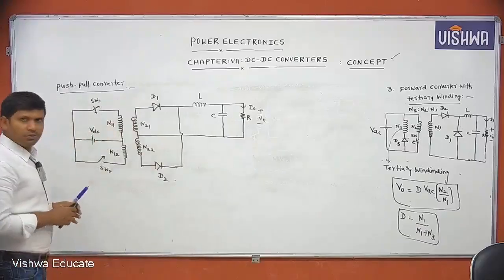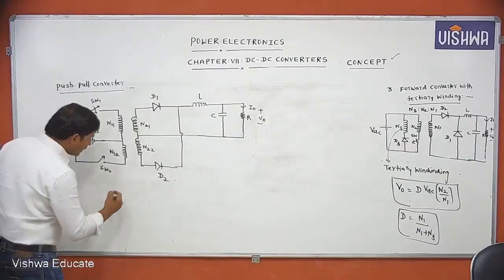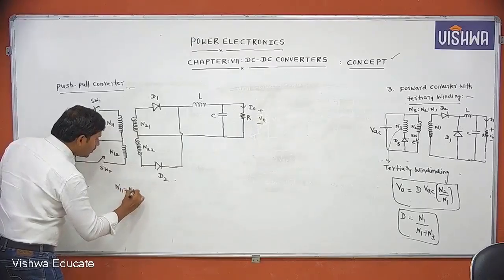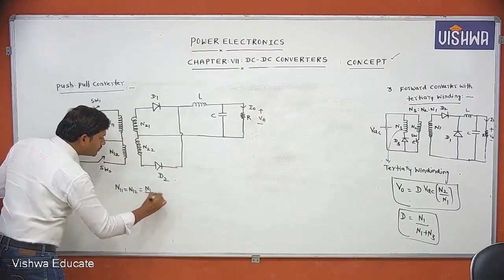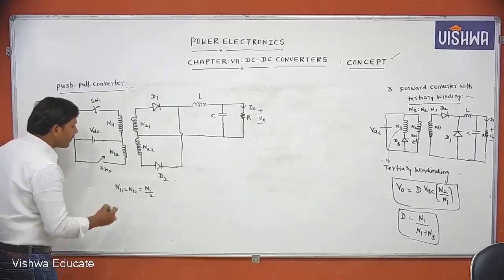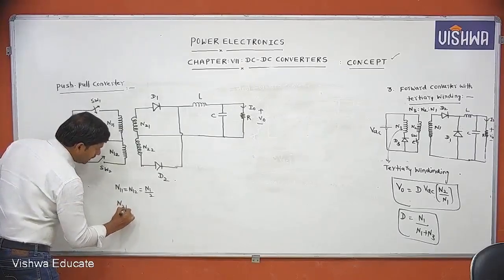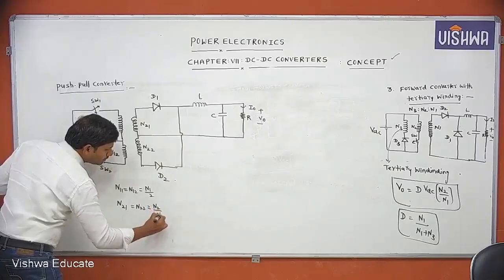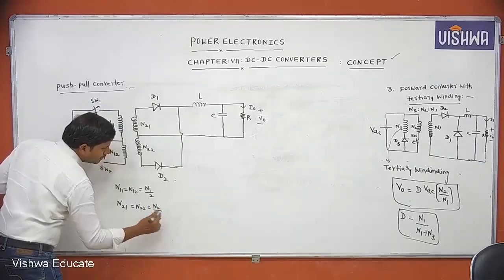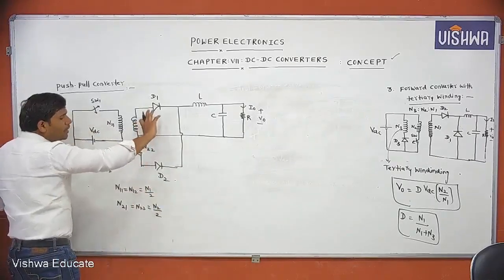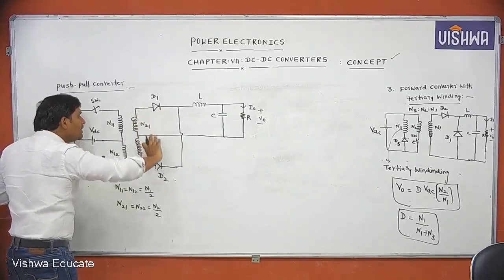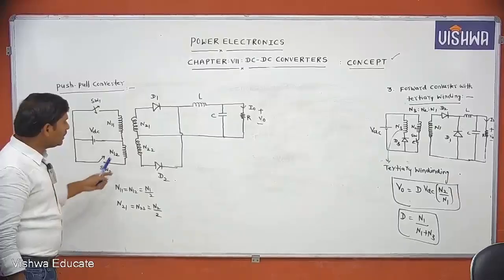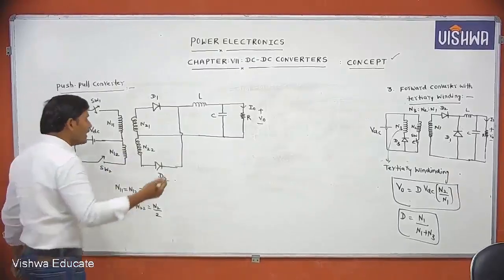Here, this circuit operation is explained under the assumption of N11 equal to N12 equal to N1 by 2, each is N1 by 2, and N21 equal to N22 equal to N2 by 2. That means this N2 number of turns is 50%, this is 50%, this is 50%, this is 50%. With that assumption only, we are drawing this part.